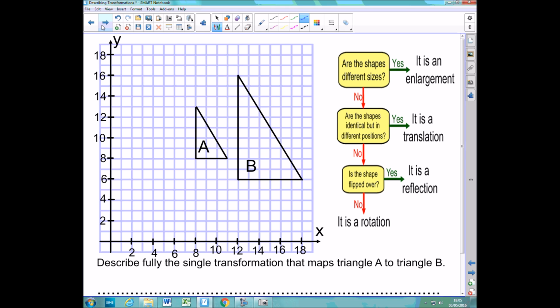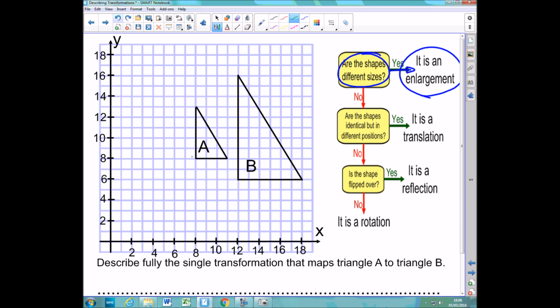Okay, so starting off here, I want to describe fully the single transformation that maps triangle A to triangle B. So I'm asking myself first, are the shapes different sizes? And clearly, yes. So this is an enlargement here. Okay, so how do we describe an enlargement? Well, an enlargement requires a scale factor. So to find this scale factor, we just need to compare two lengths.